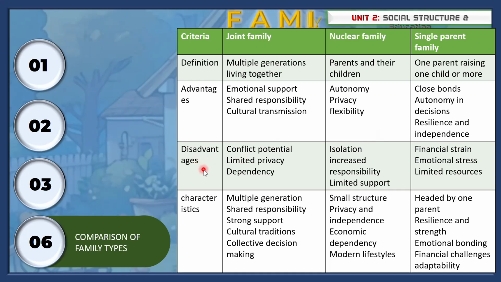Now let us list out the disadvantages of each family type. So, disadvantages of joint family. Conflict potential. Increased members can lead to conflicts and disagreements due to different opinions and lifestyles. Second one is limited privacy. With many individuals living together, personal space and privacy may be compromised here. Then third one is dependency.